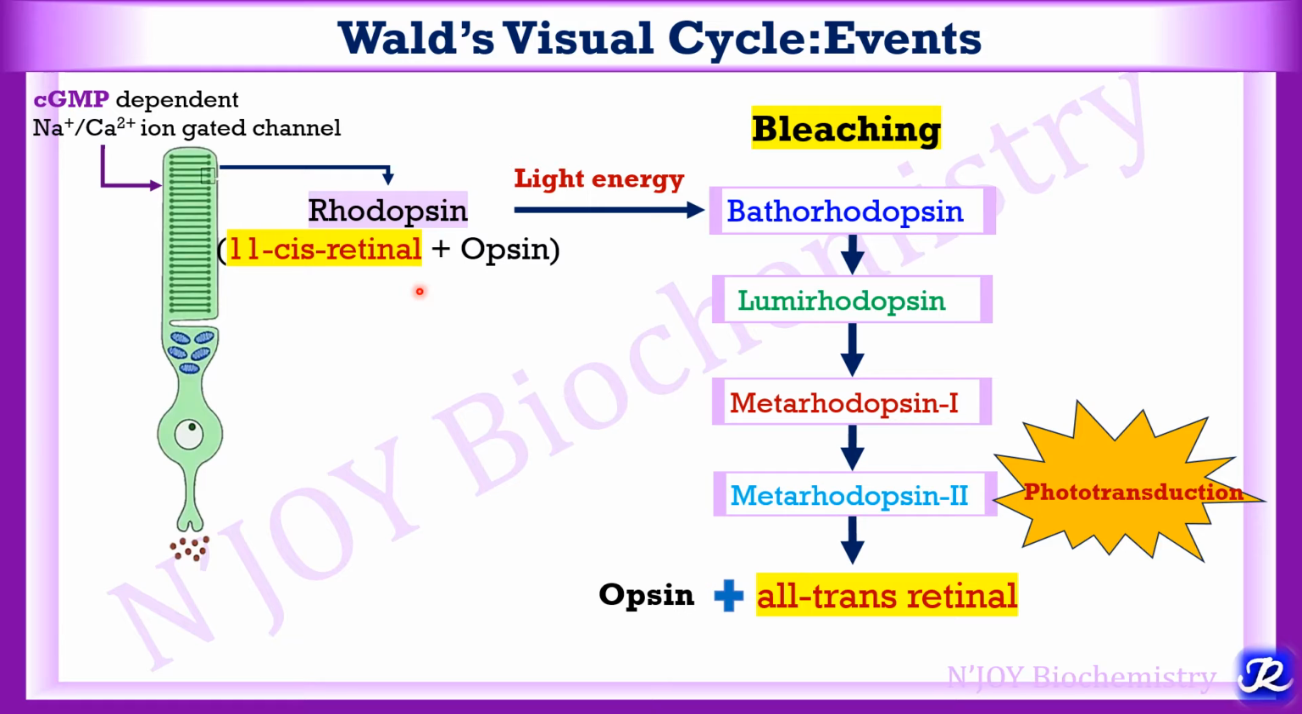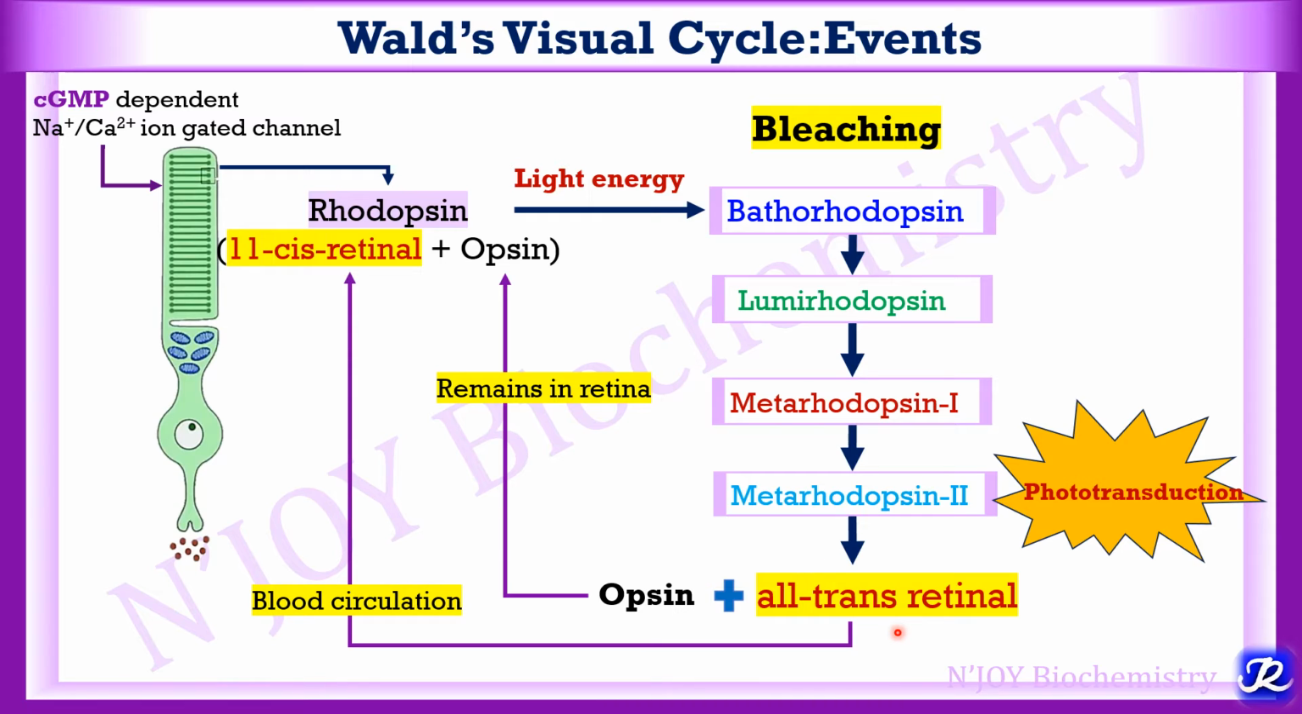Now this all-trans retinol which is formed here has to be converted into 11-cis retinol. So the regeneration of 11-cis retinol is very important to complete this Wald visual cycle. The opsin remains in the retina, but this all-trans retinol goes into circulation and then regeneration occurs. So now we will see how the regeneration of 11-cis retinol occurs from all-trans retinol.